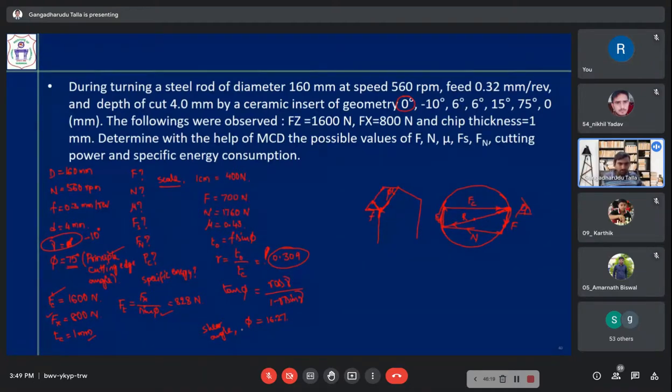Now, once you know this, you have to be very mindful and careful while using this phi. This is the shear angle, and this is the principal cutting edge angle. We are using two phi's in the same problem. Ideally you should use some other notation, but because we are more convenient with this, we are using this. So the shear angle phi is this. You take that 16.27 degrees and draw a line like this.